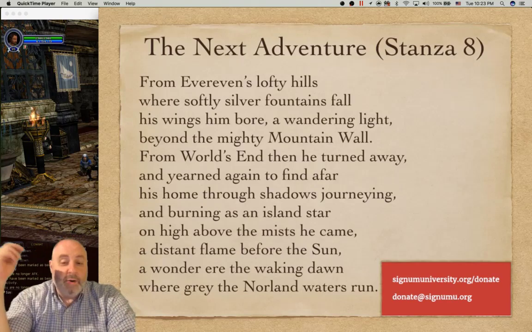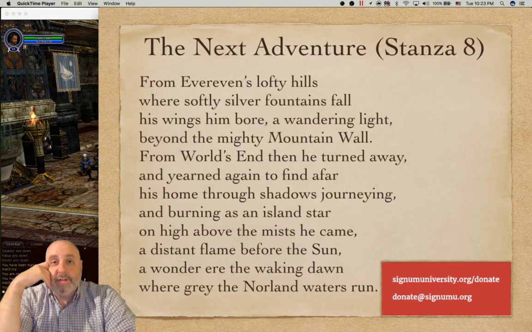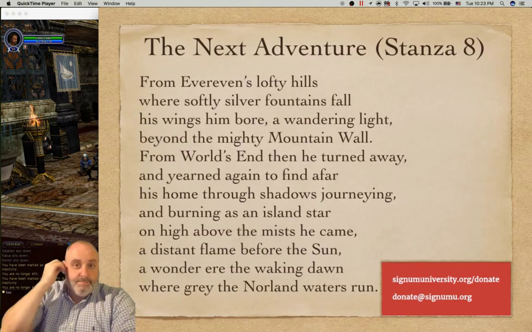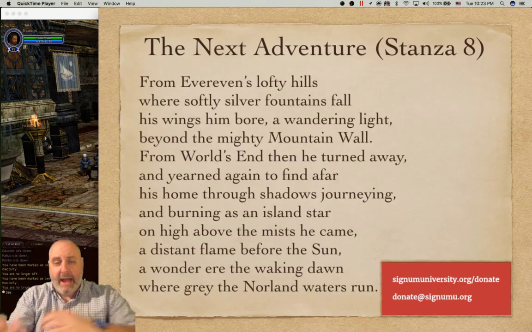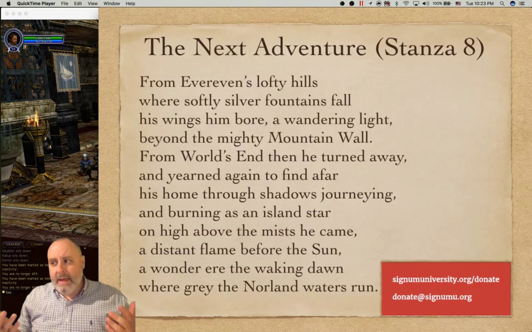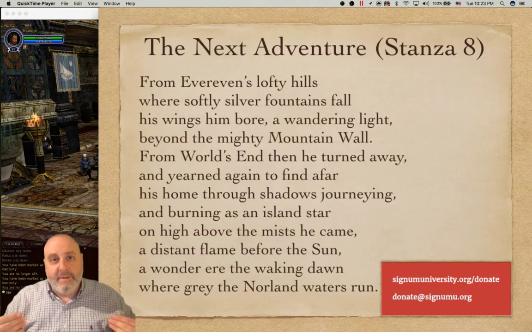Yes, again, Tony, you're right. Earendil's name is suppressed here, right? His wings him bore. Yeah, you're right. I mean, it's active voice technically, but I agree. It's speaking very indirectly of him, right?